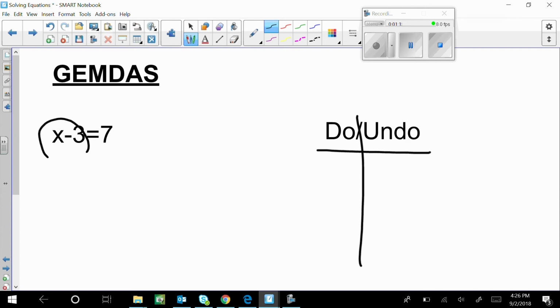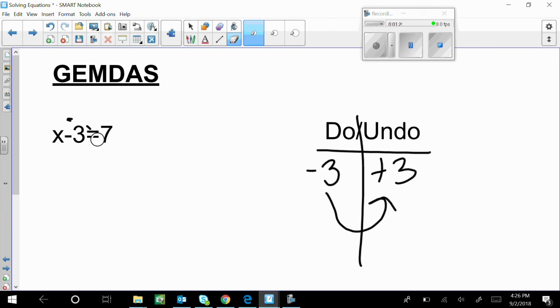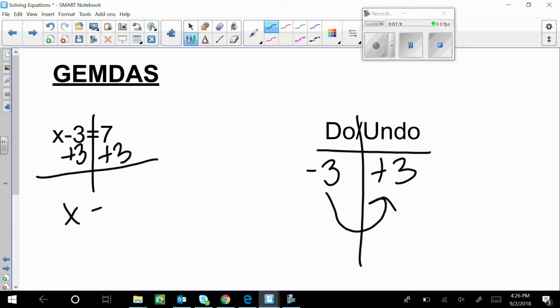What is being done here? Well, we're subtracting 3. I go to do the undo. Undo, or the inverse of subtracting 3, is adding 3. So now I can come over here, and remember I always need to draw a wall. I'm going to do my undo is plus 3. Whatever I do to one side, I must do to the other. X equals 10.